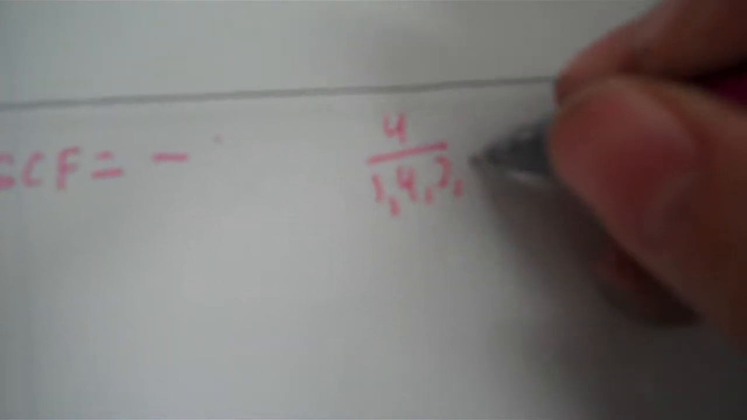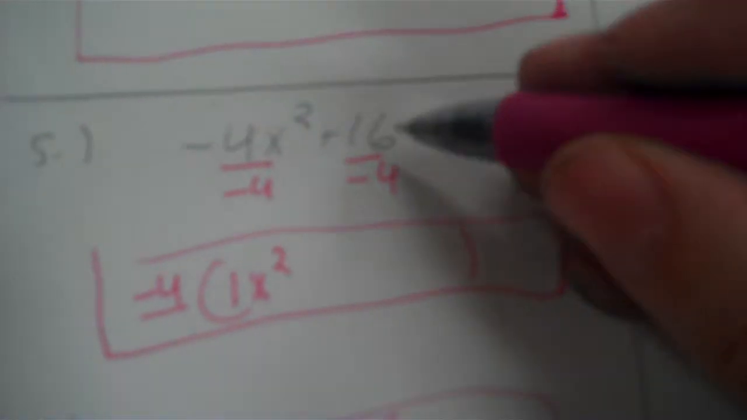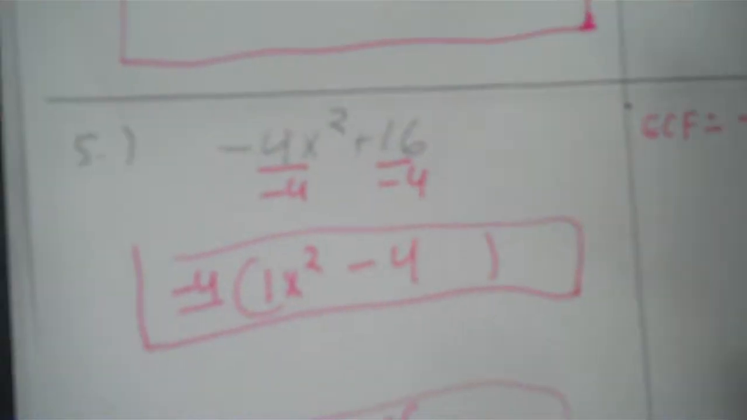if you think of 4, you got factors of 4, 1, 4, 2, and 2. Now I'm pretty sure both these are divisible by 4, so negative 4 is the GCF. Okay, now I divide by negative 4, and that's going to be 1x to the second, or if you just want to put x to the second, that's fine, and then minus 4.